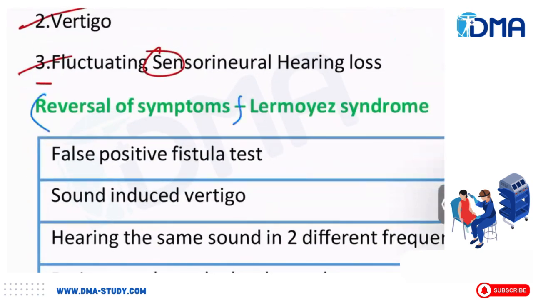So that's why we have a condition called reversal of symptoms. Normally, first tinnitus, then vertigo, then sensory loss. If sensory loss comes first, then tinnitus, then vertigo, it is called Lermoyez syndrome.